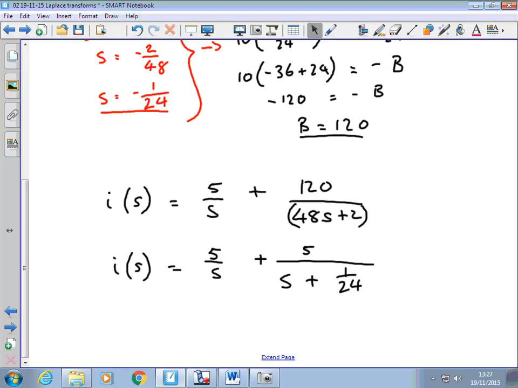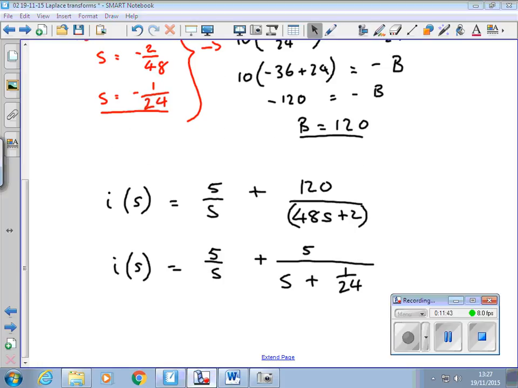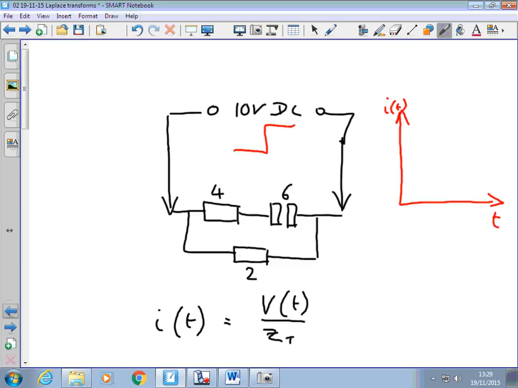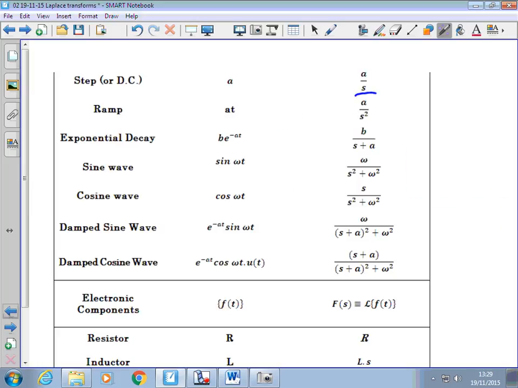And now we can go back to our table of transforms and transform that back. 2 over 48 is 1 over 24. So, slight correction, this one should be 2.5 on the top over that. So now let's transform it back. Let's go back to our table of transforms and see what we get. 5 over S is the first one we want to transform back. 5 over S turns out just to be 5.